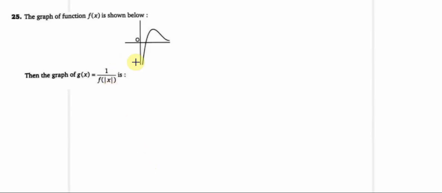We are given a graph of a function f of x. This is f of x, and it's defined for all x greater than 0. We are asked to find g of x is equal to 1 by f of mod x.